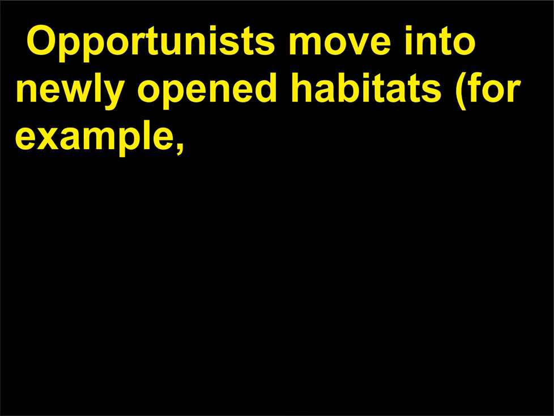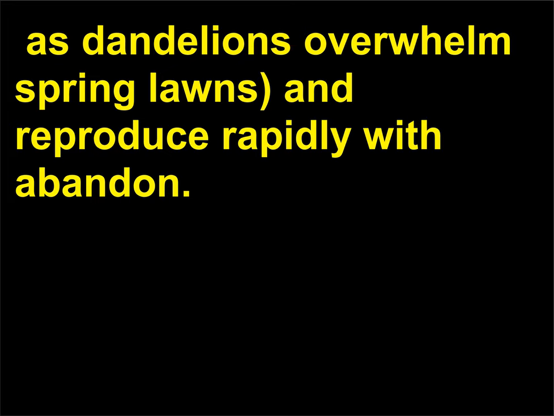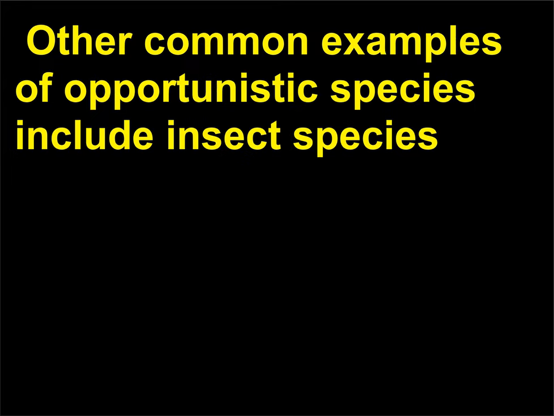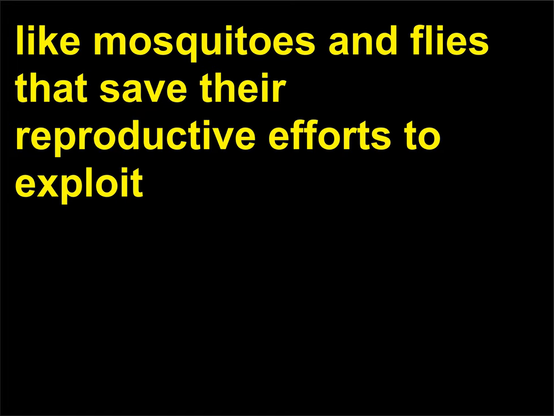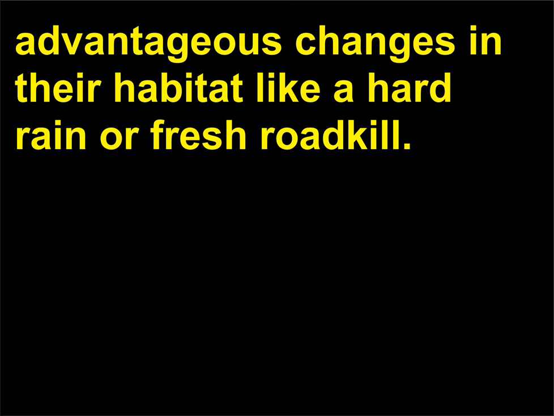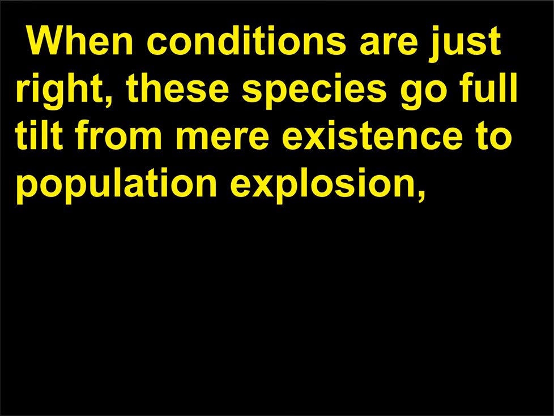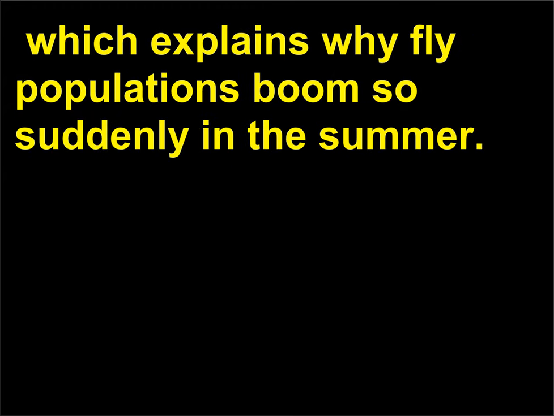Opportunists move into newly opened habitats, for example, as dandelions overwhelm spring lawns and reproduce rapidly with abandon. Other common examples of opportunistic species include insect species like mosquitoes and flies that save their reproductive efforts to exploit advantageous changes in their habitat, like a hard rain or fresh roadkill. When conditions are just right, these species go full tilt from mere existence to population explosion, which explains why fly populations boom so suddenly in the summer.